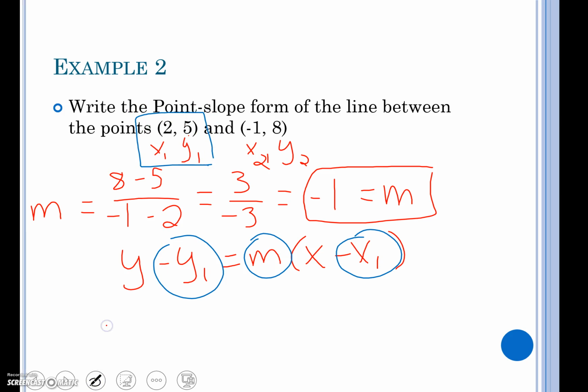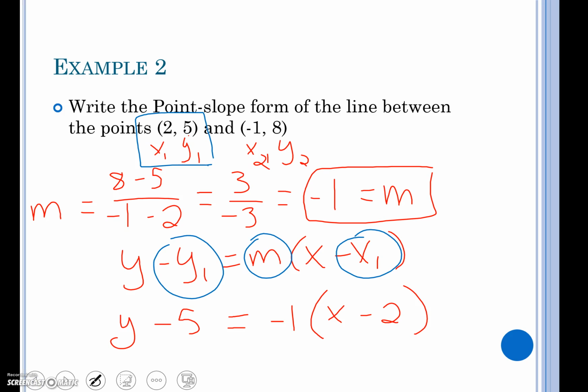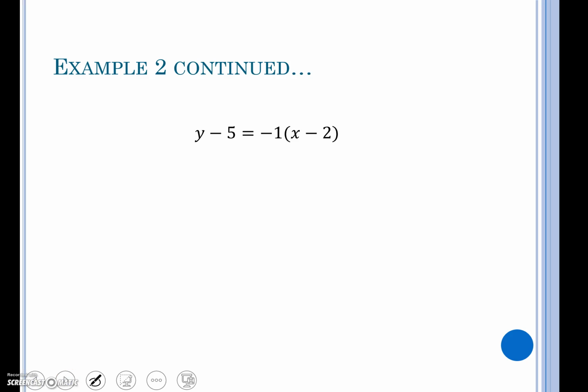So we're going to start substituting our values in. So it'll be y minus y1, and in this problem is the value of 5. So we have y minus 5 equals, and then our next value here is m, which we calculated to be negative 1. Then again in parentheses, x minus x1, and then in this problem here we identified x1 as being 2. So this is the equation of a line using the point slope form. Now we can always take our point slope form and rewrite it from this way into slope intercept form.